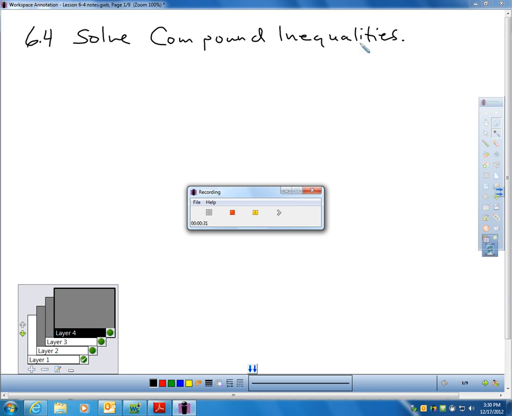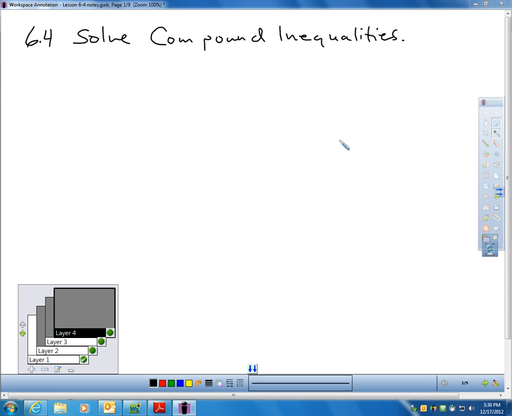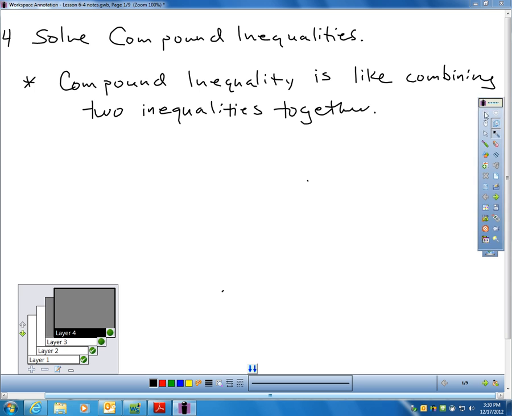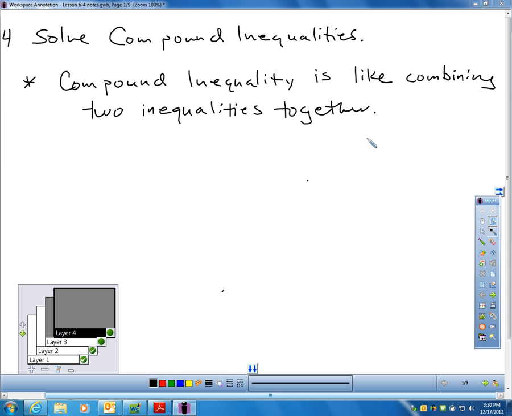We're solving compound inequalities today, and we're getting close to a chapter quiz, which will happen in the middle and end of this week. So let's talk about what a compound inequality is. A compound inequality is like combining two inequalities together. It's two separate inequalities that are joined. We're combining them together.